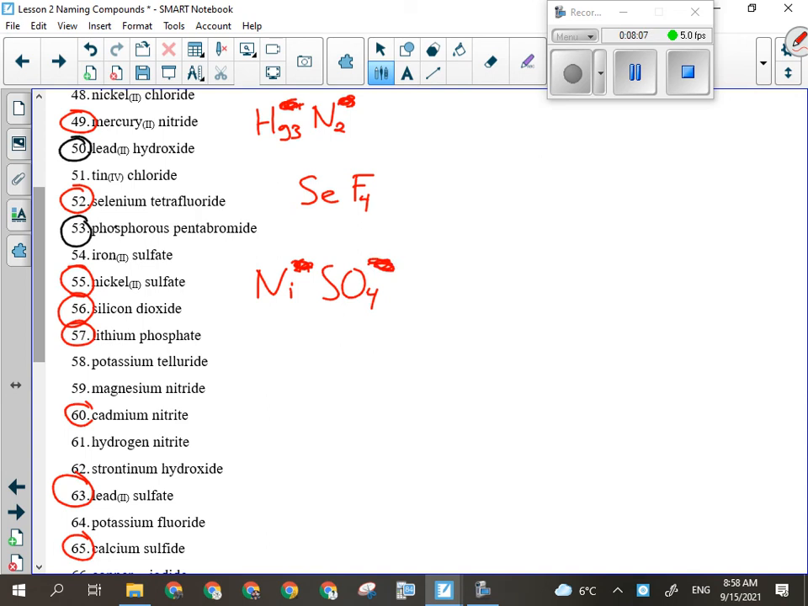All right, number 56, silicon dioxide. All right, ionic or molecular? Molecular, it's got prefixes, they're both nonmetals. So Si, there's only one of it according to that formula. Dioxide, O2.